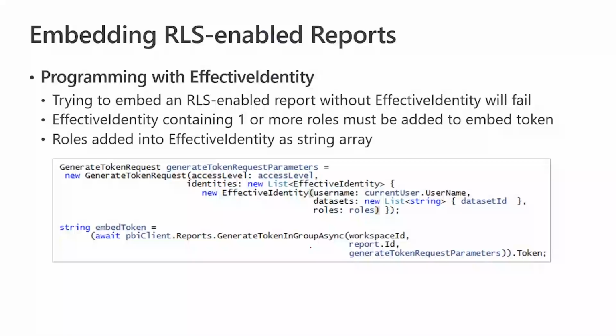If you ever try to open or embed a report with role level security with an embed token that doesn't have an effective identity or doesn't have any of the roles, it will fail. So if you're troubleshooting reports and you can't get one to load, one quick check is to ask, is there role level security? Well, let's get rid of that and get another report that doesn't have role level security, so we don't have to add this extra support in there.